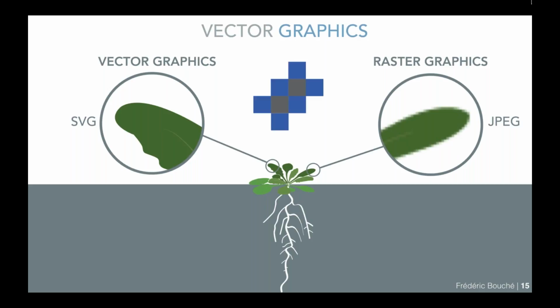Raster data are actually pixels. It's like when you take a picture with your camera, you will have a nice looking picture, but if you zoom in a lot, you will see the pixels. This is how the data are stored.